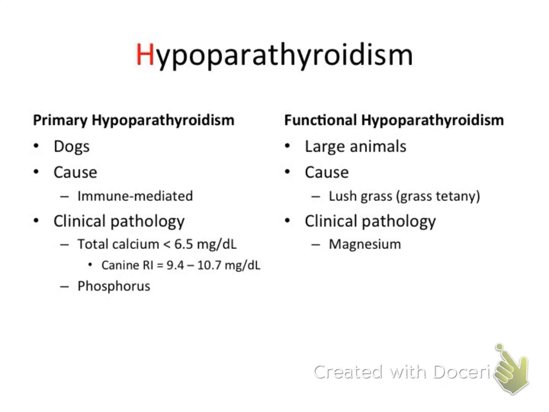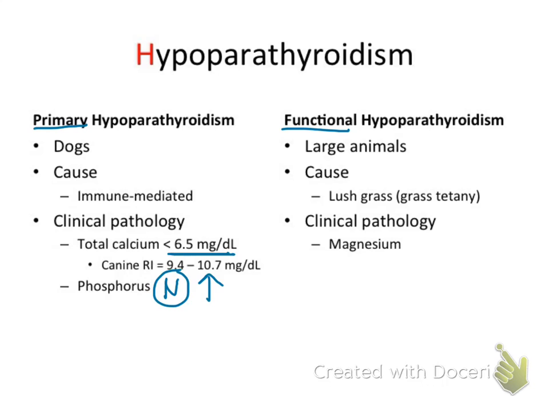Hypoparathyroidism may be either primary or functional. Primary hypoparathyroidism is due to immune-mediated destruction of the parathyroid gland. Dogs with hypoparathyroidism typically present with neuromuscular signs attributed to marked hypocalcemia, and the hypocalcemia is frequently less than 6.5 milligrams per deciliter. The phosphorus is typically normal, but it may be increased.